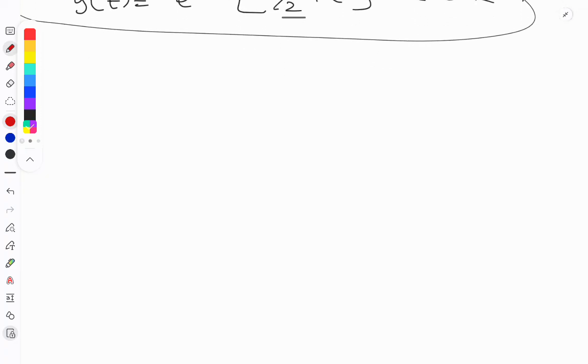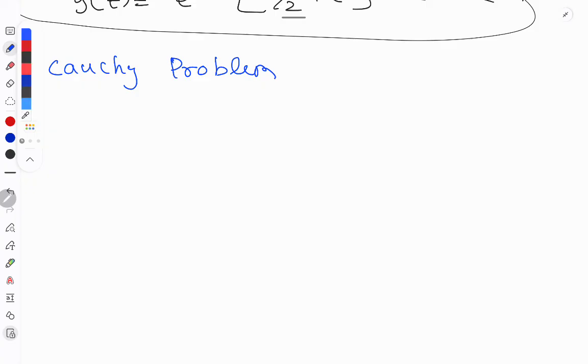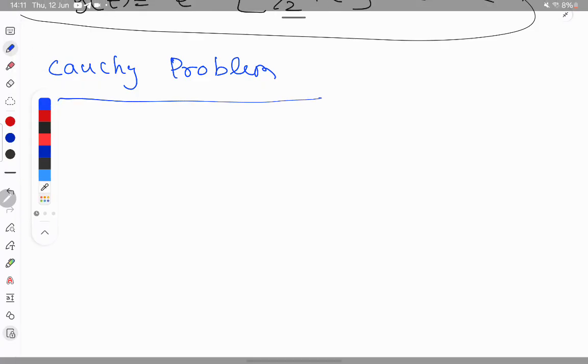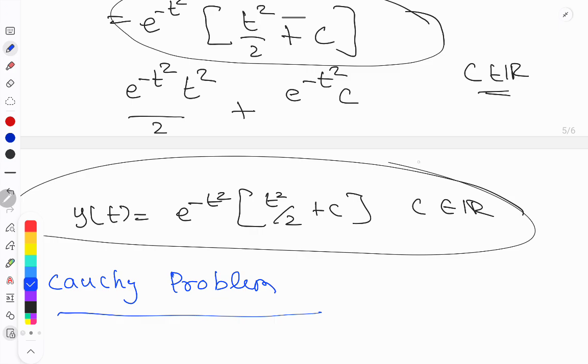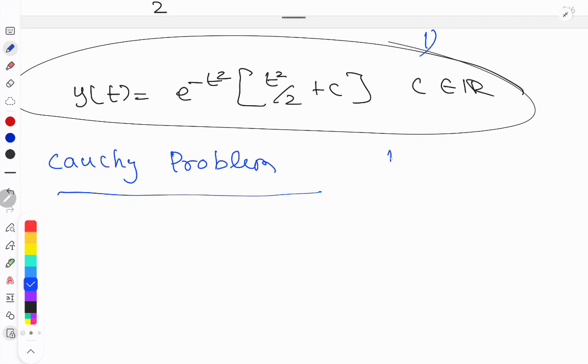Yeah, we have something a bit new, the Cauchy problem. If you receive an exam question from this, for sure the first part is going to be this one. It will ask about the general integral. The second question will ask you to solve the Cauchy problem. So this is a Cauchy problem and you will solve this one for 2 marks.